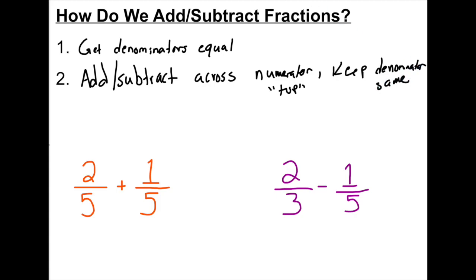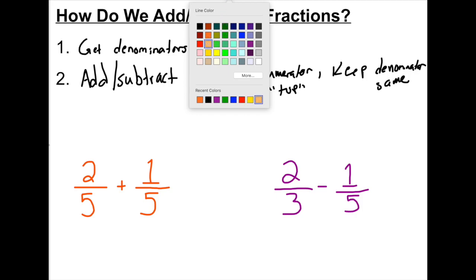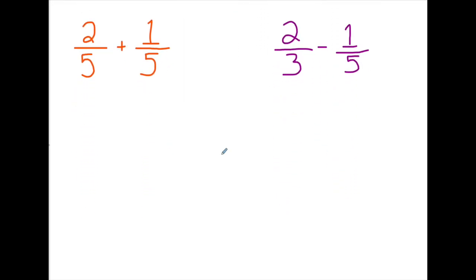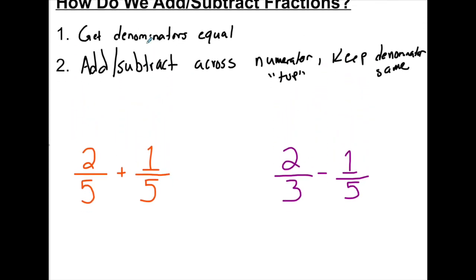So basically, first let's try to apply this to these problems right here. I've got 2/5 plus 1/5. My first thing is to get the denominators to be equal, and in this case they already are. So I would then add across the top. 2 plus 1 gives me 3, keeping the denominator the same, 3/5. And think about it, if you have 2 of something and then you add 1 of something, you have 3 of those things. If I have 2/5 and I add in another 5th, I will have 3/5.